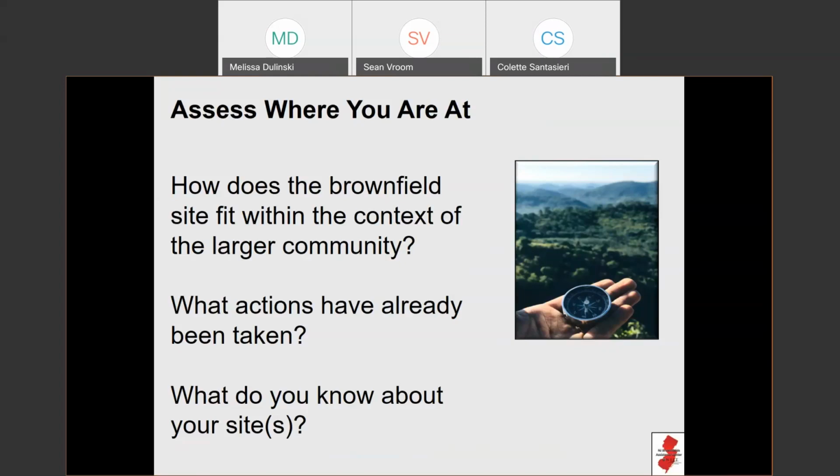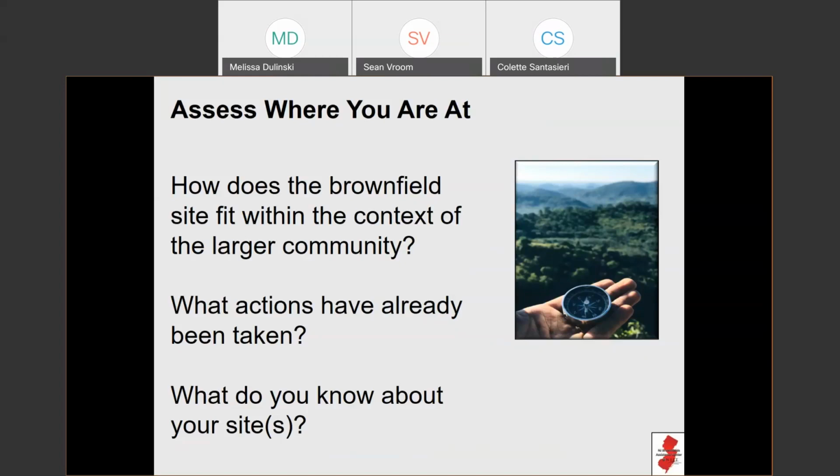Same for if in a part of your town, there's a focus area that we need more recreation in this area of town. If you have a brownfields inventory, you can look at the brownfield sites within that focus area and say, are any of these sites suitable for recreational purposes? So a brownfields inventory is a great tool to have.